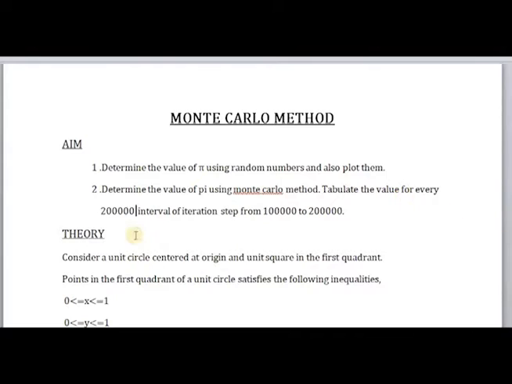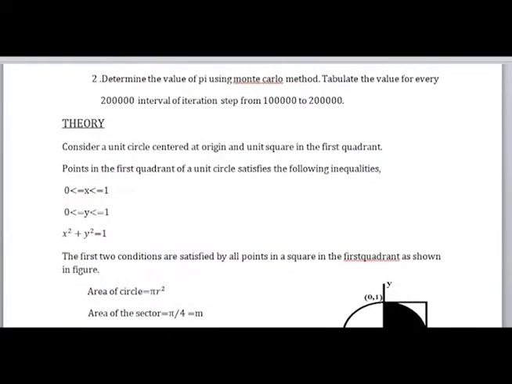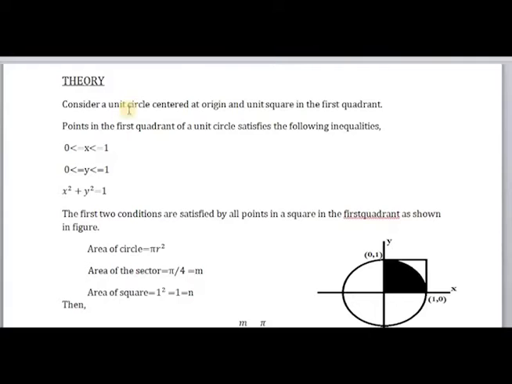Tabulate the value for every 20,000 interval of iteration step from 1 lakh to 2 lakh. It is given there. So in this problem, first we consider a unit circle. Unit circle means the radius of the circle is unity, centered at the origin, and a unit square in the first quadrant. We cut the circle into 4 quadrants such that you can assume a unit square, where all sides have length unity, in the first quadrant of the circle.